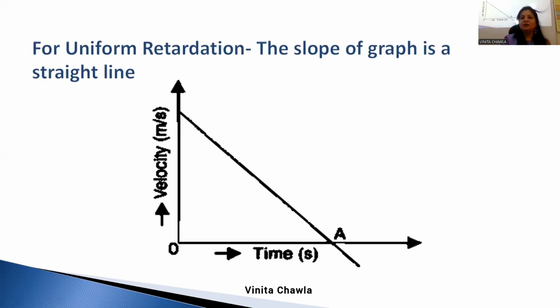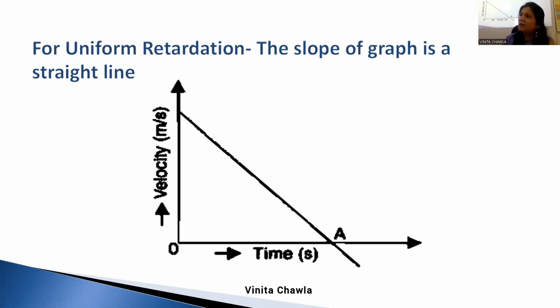Now for uniform retardation, the graph is again a straight line, but there is a difference. For uniform acceleration and for uniform retardation, the graph is different. What is the difference? उसमें ग्राफ ऐसे जा रहा है अपवर्ड डायरेक्शन में, इसमें ऐसे जा रहा है. Uniform acceleration and retardation is like this. What is retardation? Negative acceleration.